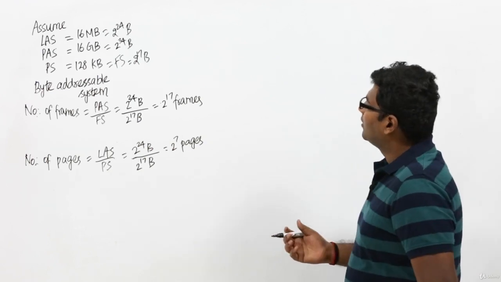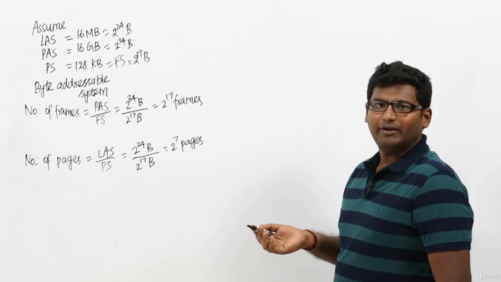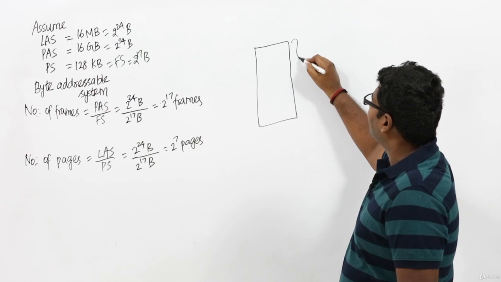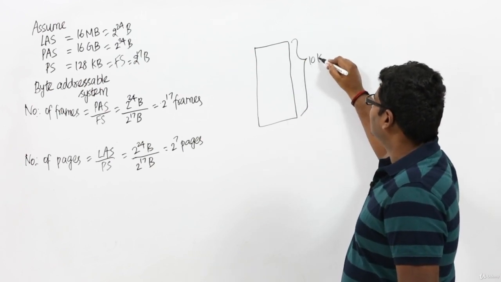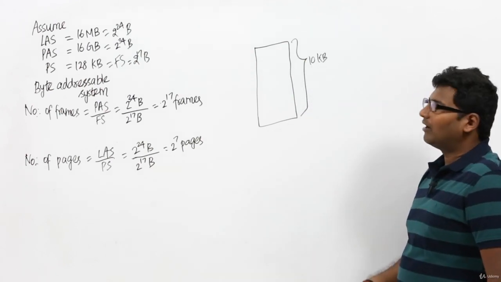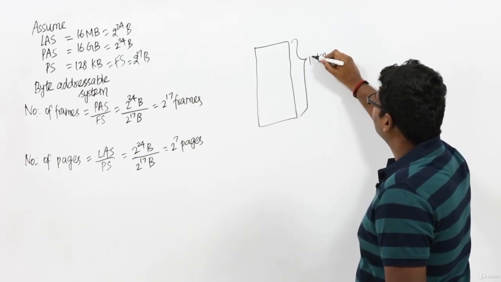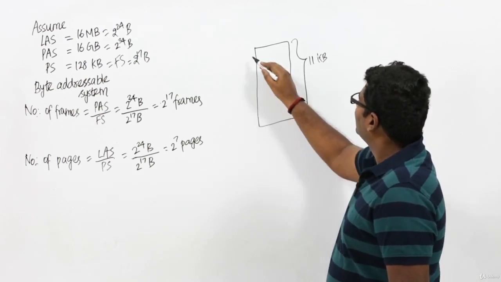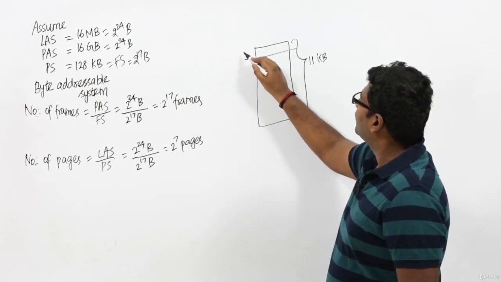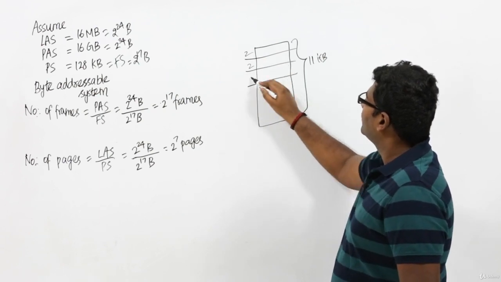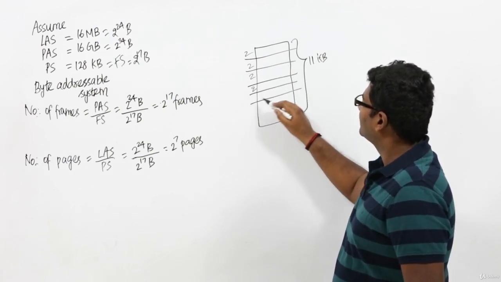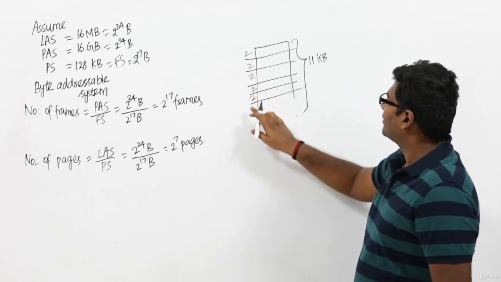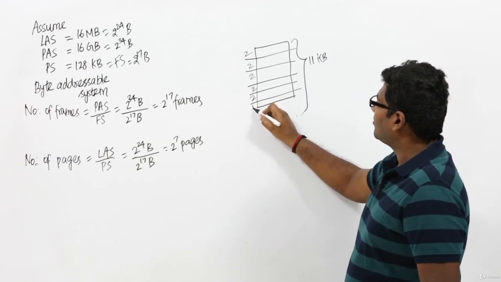For example, I'm repeating it one more time. Let us assume our process size is 11 KB and our page size is 2 KB. In that case, what can happen? I will divide this process into 2 KB, 2 KB, 2 KB, 2 KB, 2 KB, and so far it is 10 KB. Now here I will have exactly 1 KB left.